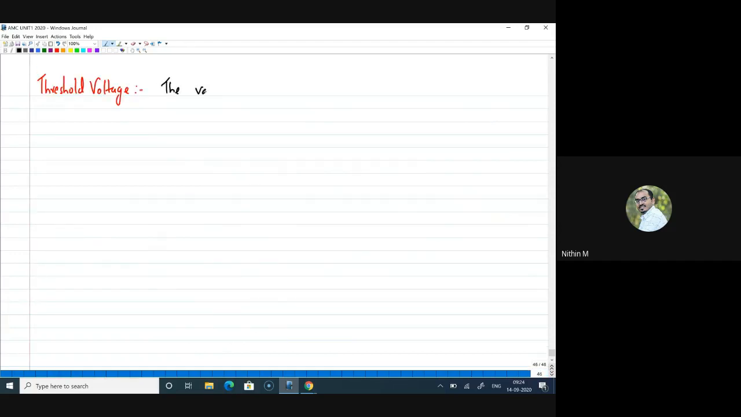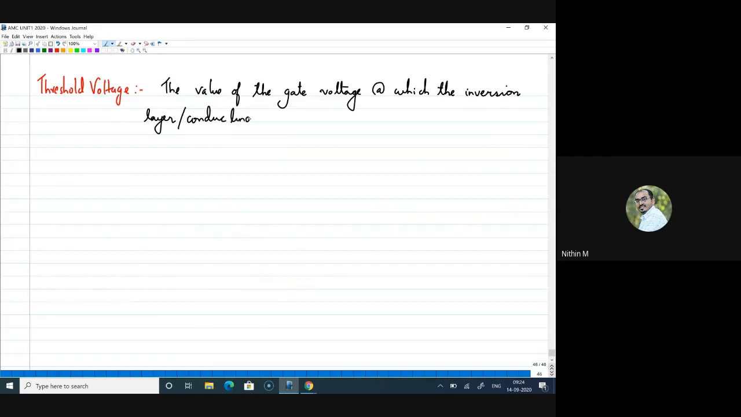So I define this threshold voltage as the value of the gate voltage at which the inversion layer, or the conducting channel, is formed. For this inversion layer to form, or this conducting channel to appear, some gate voltage is really required. It is not like whenever I apply a small voltage it should happen. That again depends on the technology and other things. But we define this using a parameter. We call this threshold voltage, the gate voltage at which the inversion layer or the conducting channel is formed.